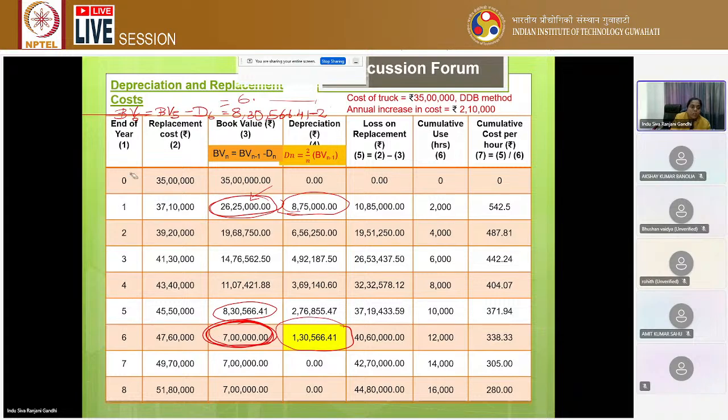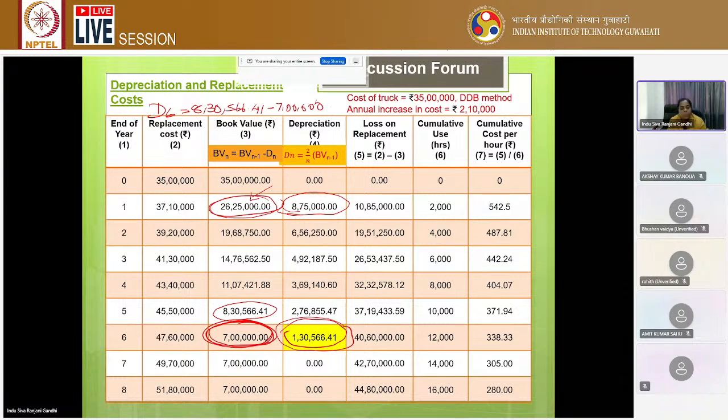Now we are back calculating. So how to back calculate the depreciation? Your depreciation for the sixth year is now actually 8,30,566.41 minus 7 lakh. That gives you the answer as 1,30,566.41. So now I hope you understood.